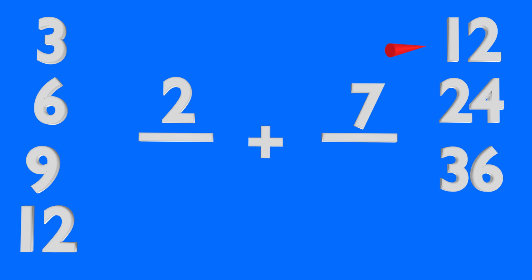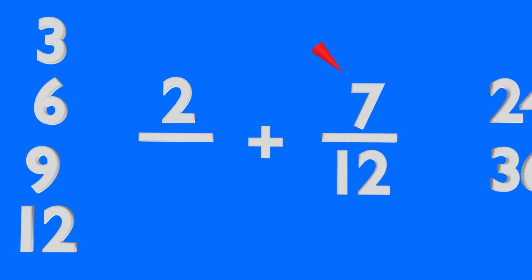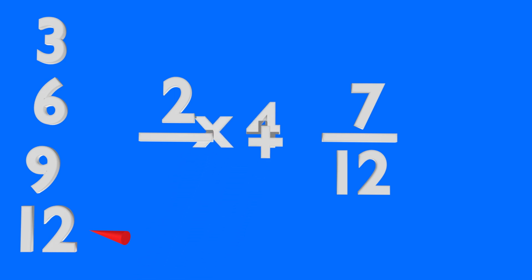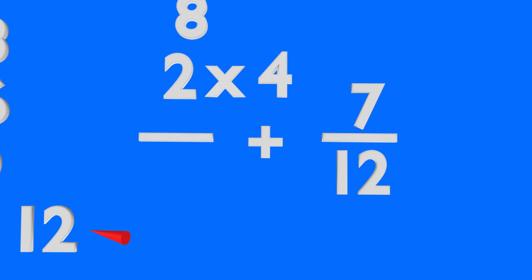So the 12 that goes over the 7 keeps the 7 the same. They're both multiplied by 1. So that stays the same, and the 3 we multiplied by 1, 2, 3, 4. We multiply 3 by 4, so we need to multiply the 2 by 4. And that will give us the numerator of 8. And we bring the 12 over.